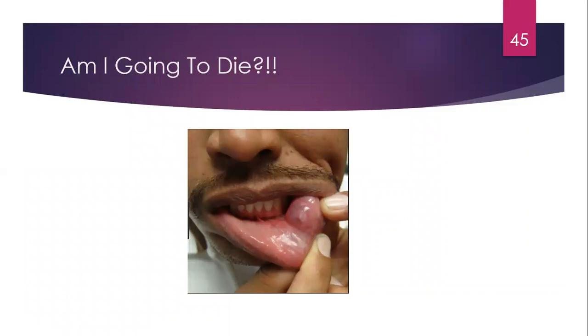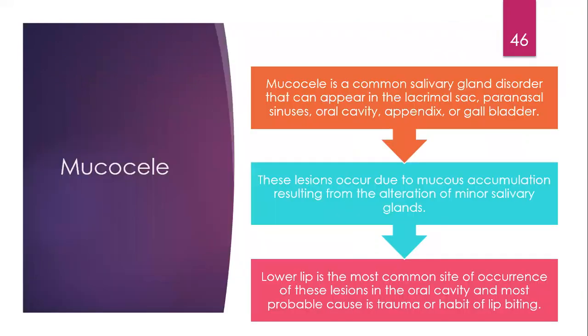So when a patient sees this, they're always asking, am I going to die? Any type of abnormal growth, a lot of the times a layperson is thinking some type of cancerous growth. So you want to be able to know and recognize what this particular lesion is, and it is a mucocele. So we'll talk and let you know what a mucocele actually is.